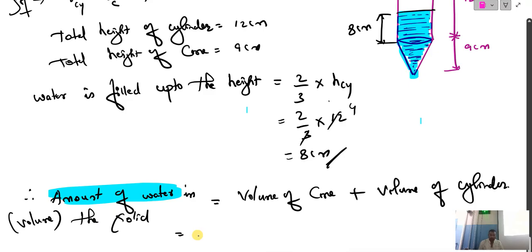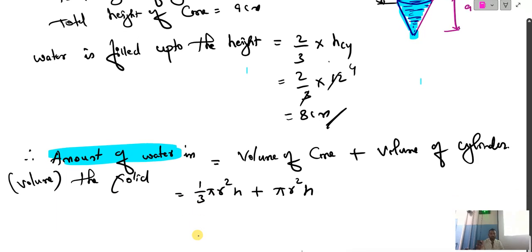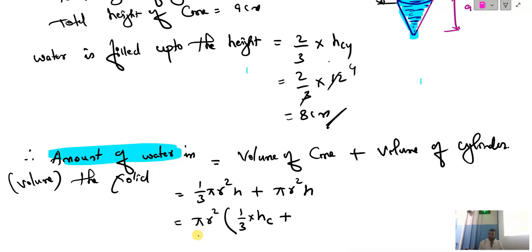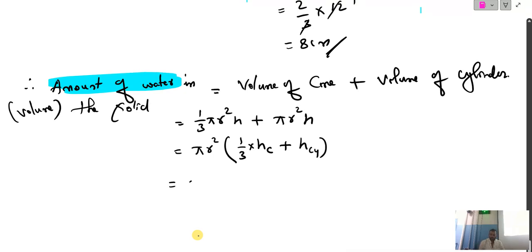Now, what is the volume of cone? 1/3 pi r square h plus the volume of cylinder, pi r square h. Any doubts? Now, the interesting part is pi r square is common. Left out is 1/3 into h of the cone, plus pi r square came out, h of the cylinder. Understood? Now, pi value is 22/7. What is the radius? 7 centimeters. They have given, no? Yes, sir.